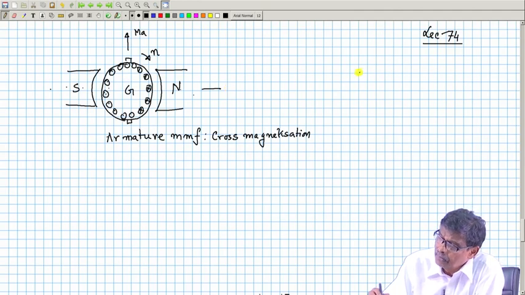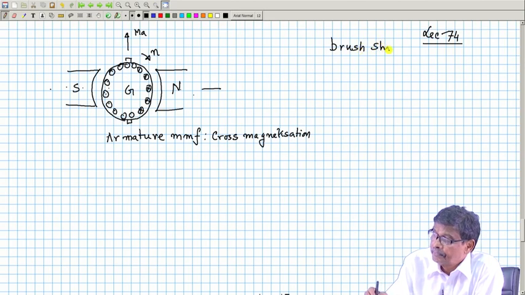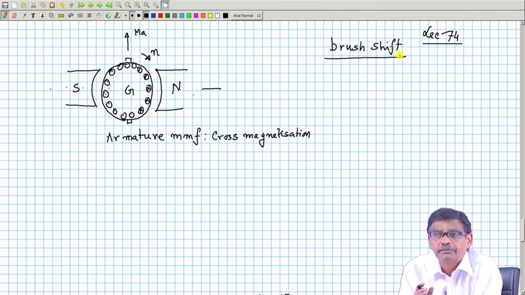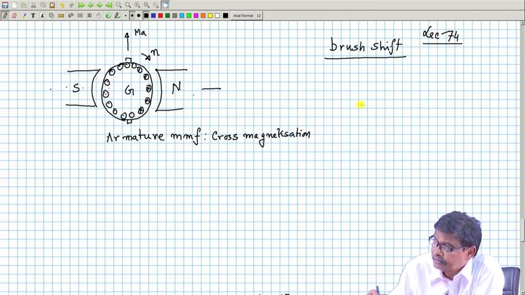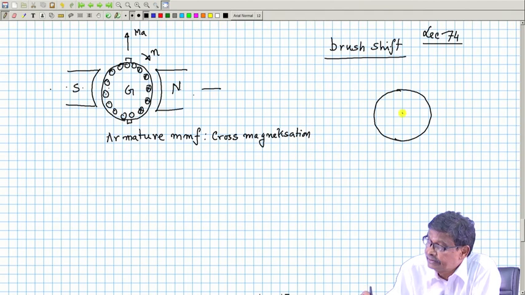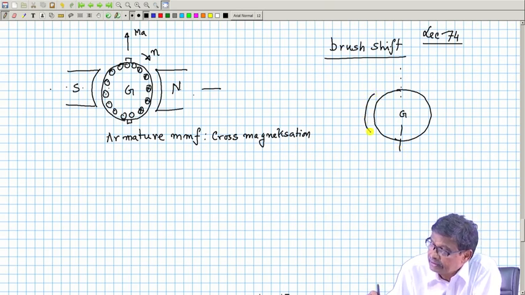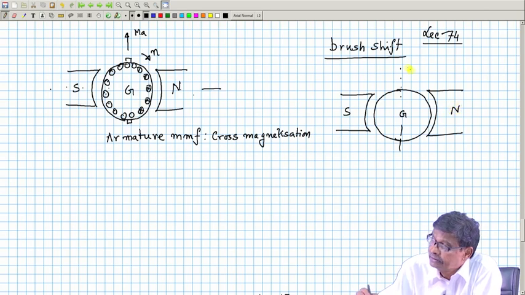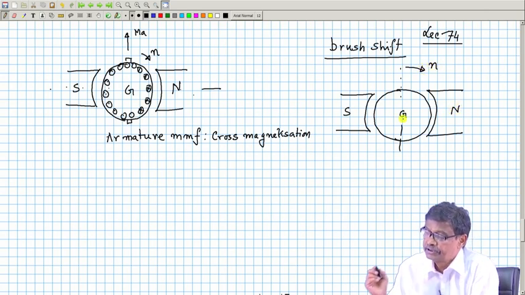So, now what is done? Brush shift. A little brush shift from the usual position of the brushes is sometimes given to the machine. What for? Let us see. Suppose the same machine is acting as a generator. This is the normal position of the brushes and this is the field axis, with south and north poles. This is the direction of rotation n for generator mode.